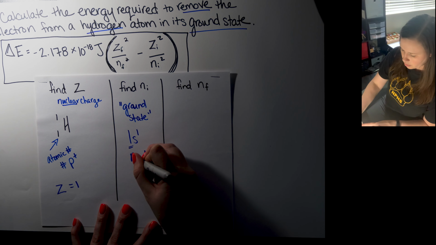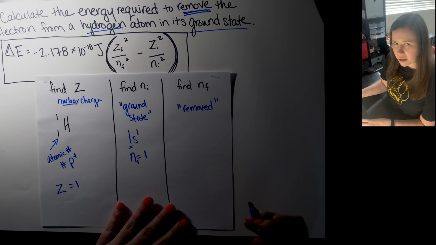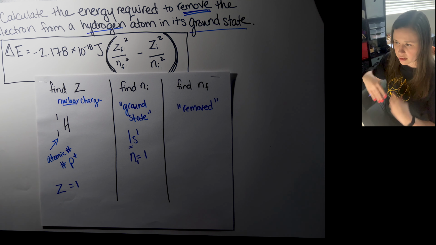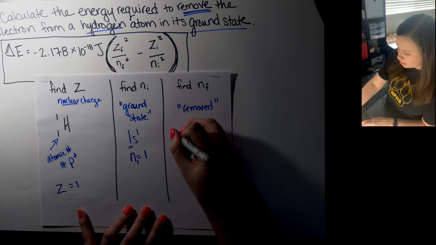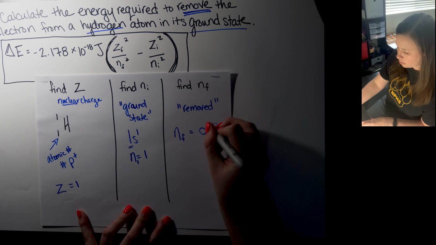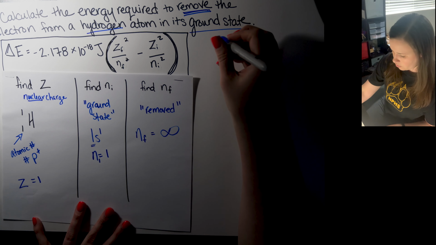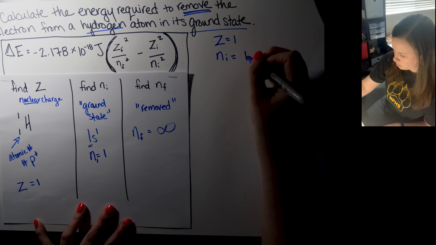Finally, where does it end up? Well, it is completely removed. So what does that mean if it's completely removed? It has gotten so far away from the protons, the nucleus, that there is no attraction there anymore. It is outside. It is indefinitely far away, too far to feel any kind of attraction. So this is going to seem a little bit weird, but for n final, I am going to use infinity because it is infinitely far away from the nucleus, too far to be felt. So I'm going to transfer these numbers. Z equals 1, initial n equals 1, and final n equals infinity. This is going to work itself out with the math. Don't worry about it for right now.